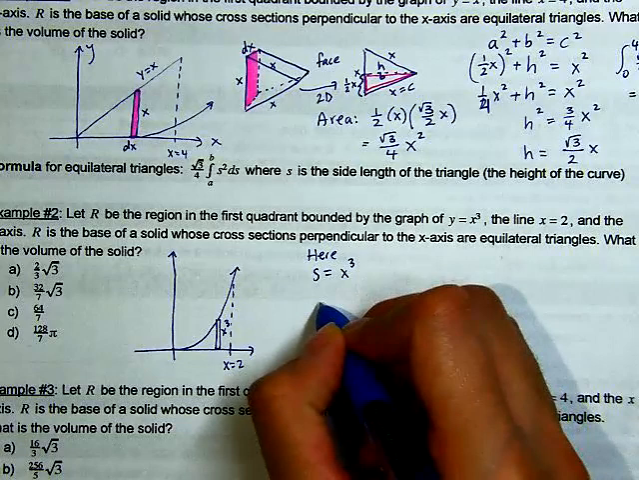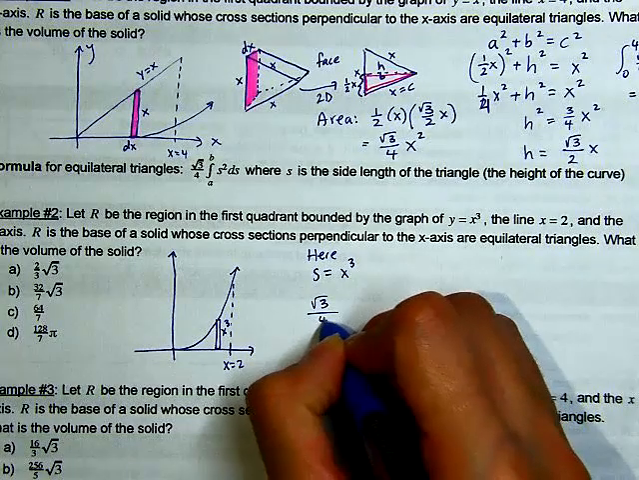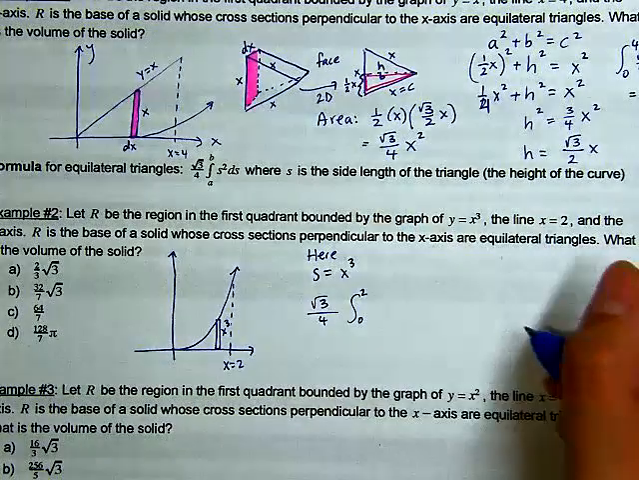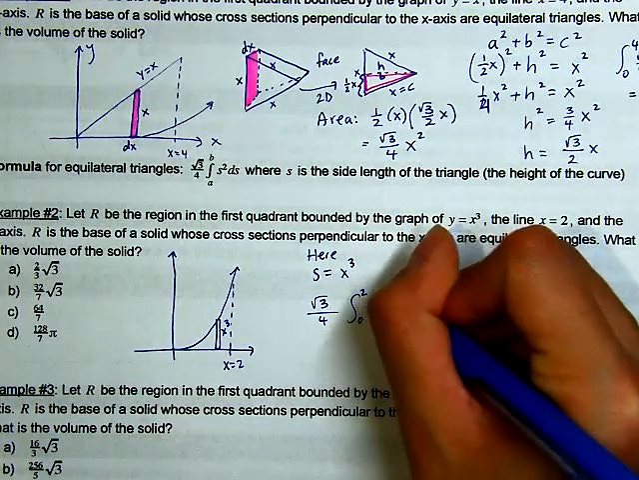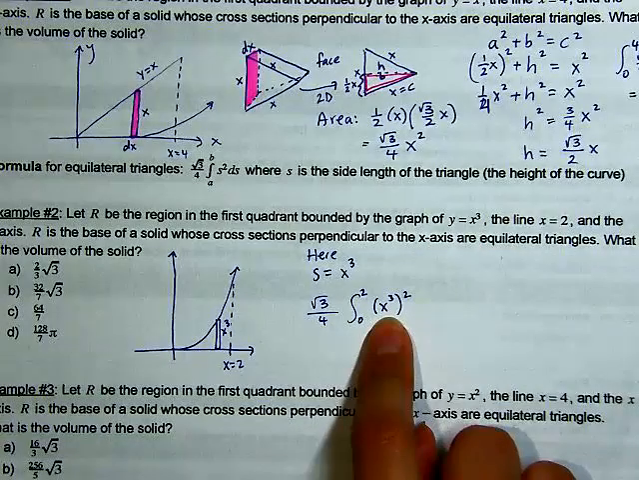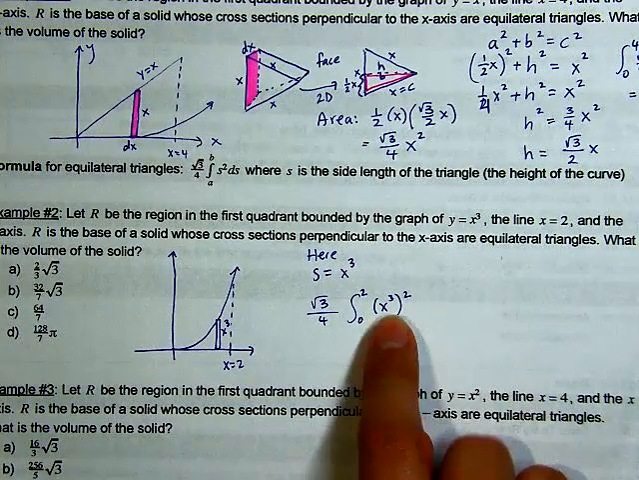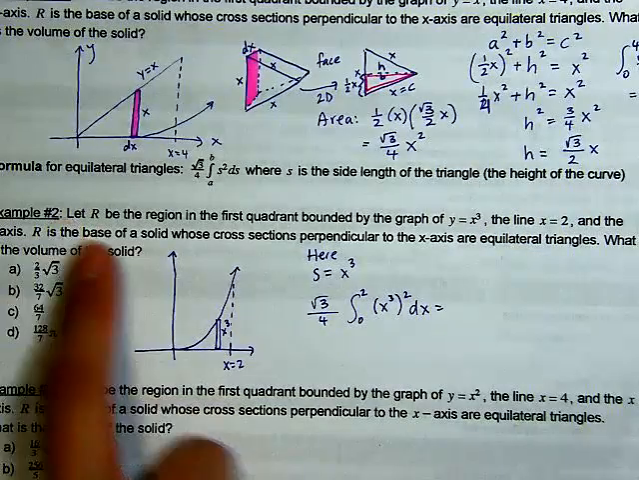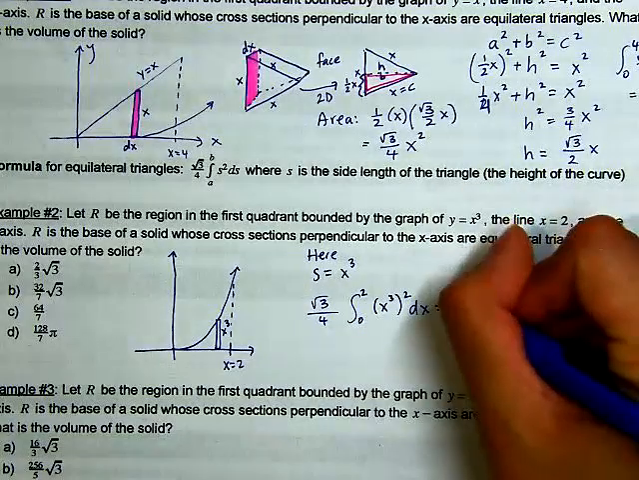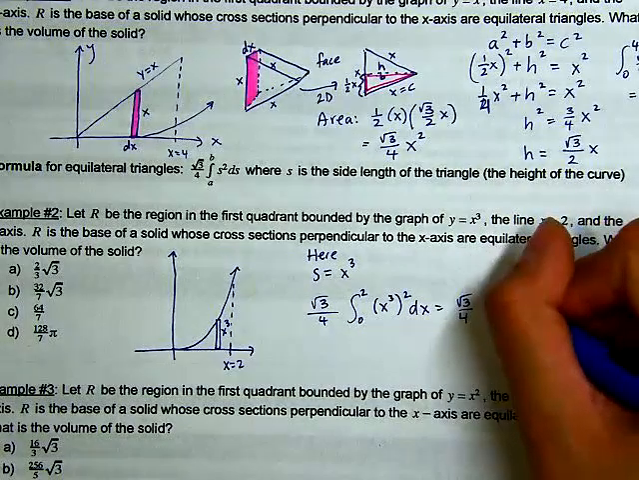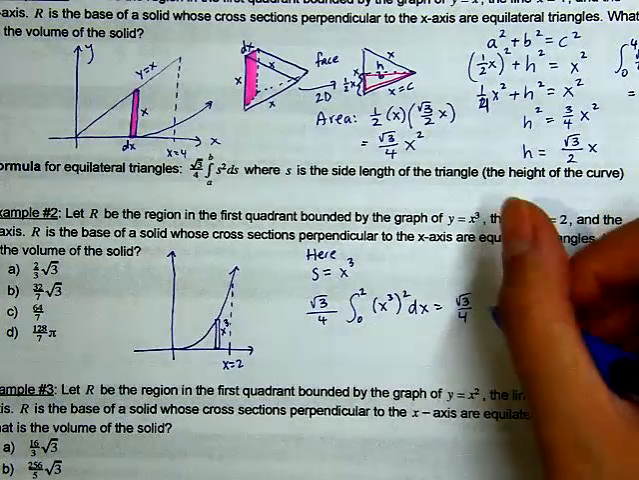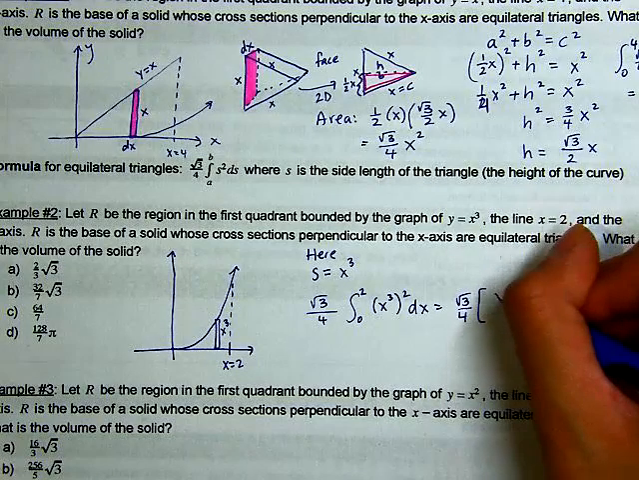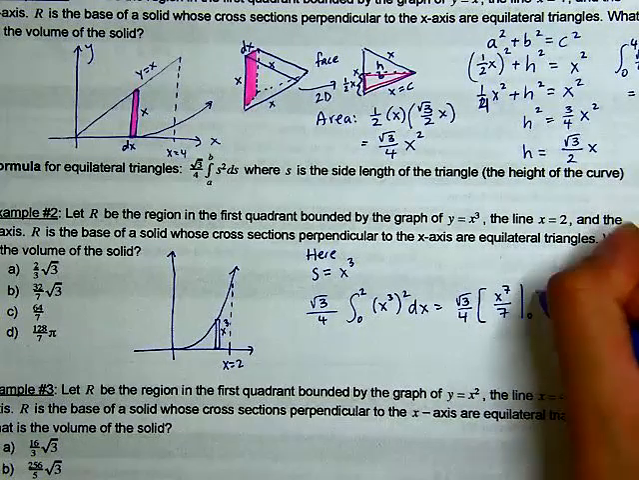So if I go ahead and use my formula, square root of 3 over 4, integral from 0 to 2, those are my limits, my boundaries, of x cubed squared. So please be careful with this. You need parentheses around that. And you'll notice this one does not say to use a graphing calculator, so let's go ahead and practice our integration by hand. So x cubed squared would be x to the 6th. So I'm going to go ahead and integrate that as x to the 7th over 7 from 0 to 2.